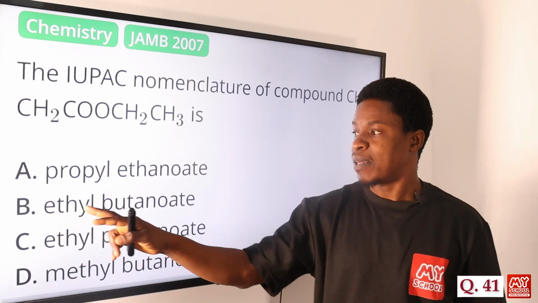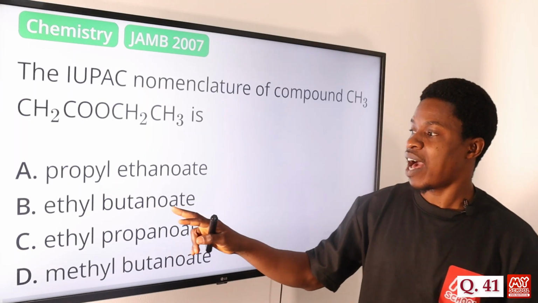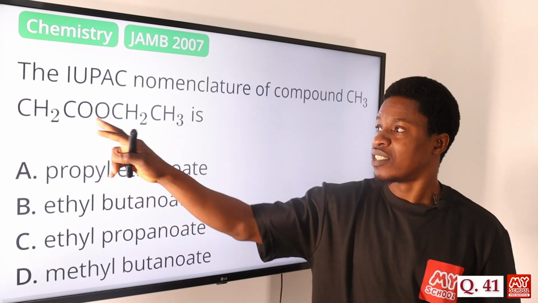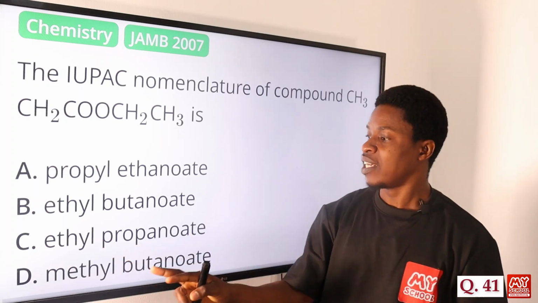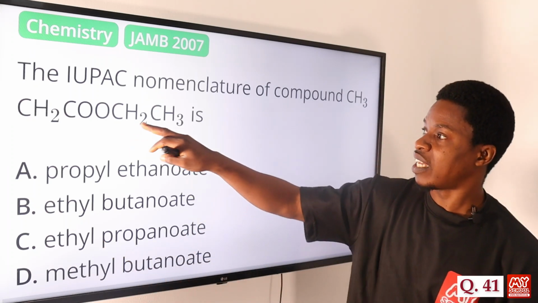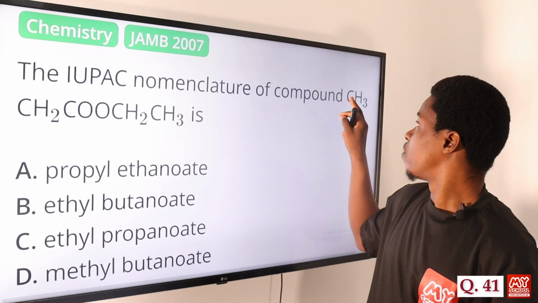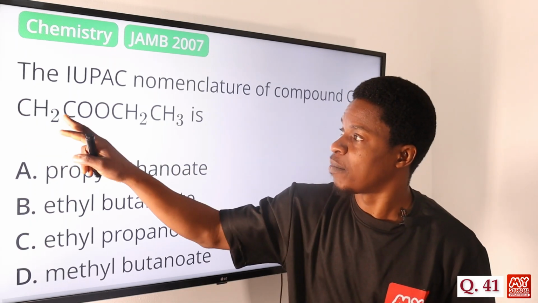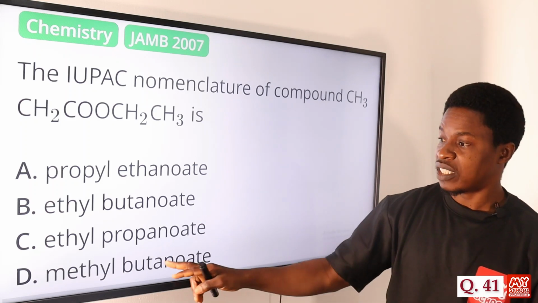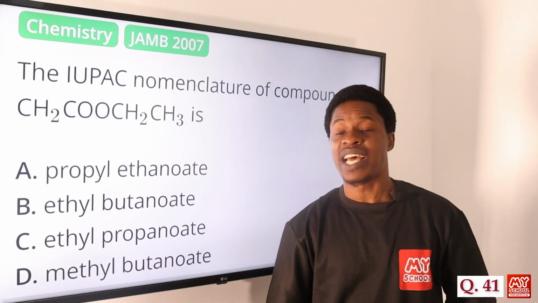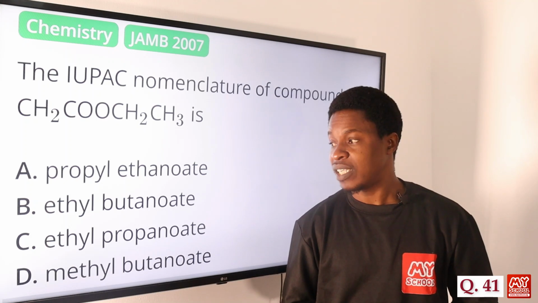Option B says ethyl butanoate, saying that we have 4 carbon atoms after this, and we have just 3: 1, 2, 3. So this is wrong. Option C says ethyl propanoate. Yes, this is ethyl. Then we have propane, 1, 2, 3. But because of this noate, it becomes propanoate. So option C is correct. And option D says methyl butane. This one. So the correct answer is option C, ethyl propanoate.